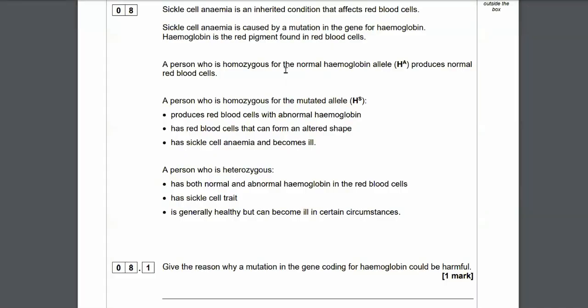Okay, question 8. Sickle cell anemia is an inherited condition that affects red blood cells. Sickle cell anemia is caused by a mutation in the gene for hemoglobin. Hemoglobin is that red pigment found in red blood cells.